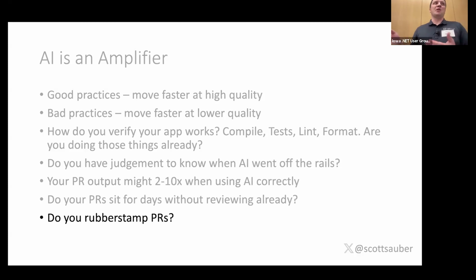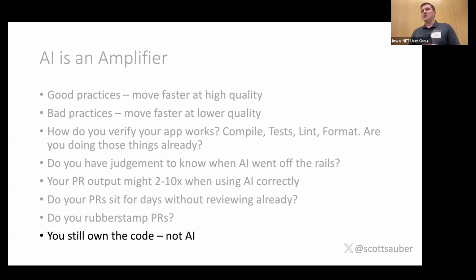That's also going to be a problem when it comes to AI, because if your practices aren't ideal, you're going to end up reviewing a lot more code than you're writing. And ultimately, you still own the code, not AI. So you're still responsible for the code, even if you didn't write it yourself. You're still the one who approved it, merged it, all of that kind of stuff. So you can't blame AI for something going off the rails.